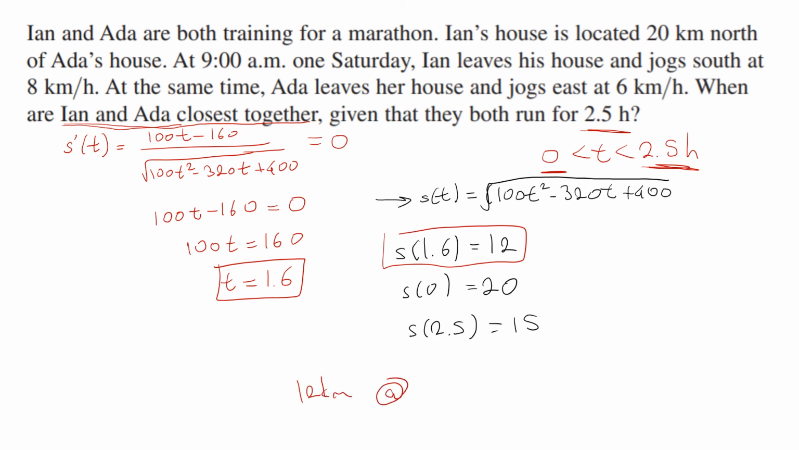And since they give us the 9 a.m. and it's asking for when, I can technically convert this 1.6 to an hour. So 1.6 represents 1 hour and 36 minutes when you convert it. So I'm going to add that to my 9 a.m. because they start from 9 a.m. 1.6 represents after. So 0 represents my 9 a.m. So if I add that, I'm going to get 10:36 a.m. is when they are closest together.